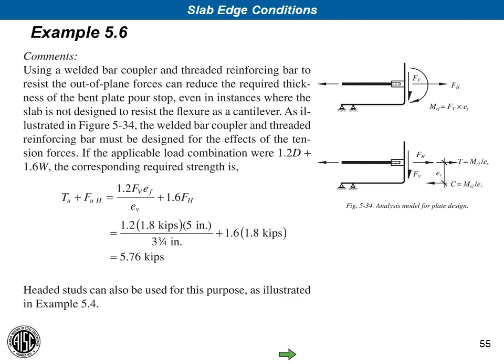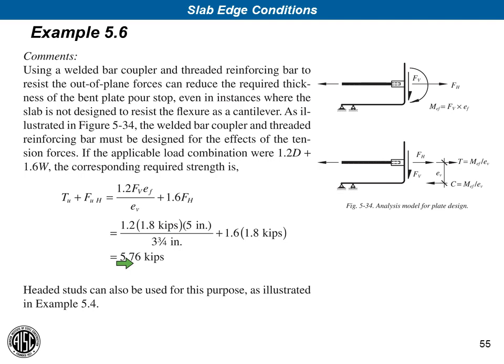We also want to check the load that has to go into the threaded bar coupler and into the slab directly. And we see here that we have the moment, which we've seen before, times its eccentricity divided by the vertical separation between the welded bar coupler and the horizontal leg of the slab. And we're going to add to that the horizontal component of the wind load, again factored for 1.2 dead and 1.6 wind. And we have to drag almost 5.8 kips horizontally into the slab through each threaded bar coupler.